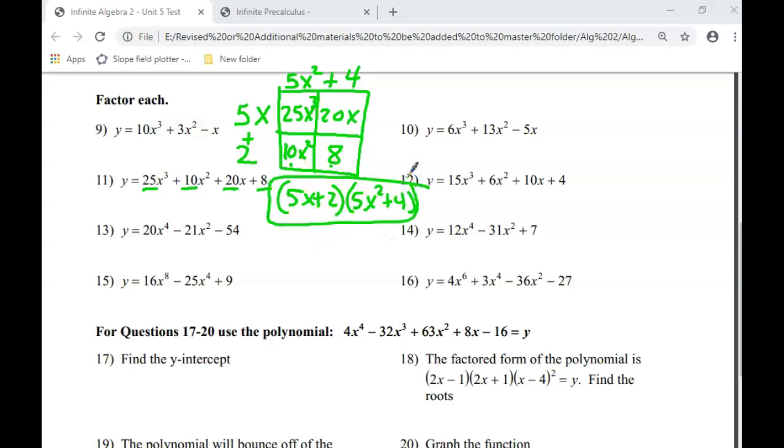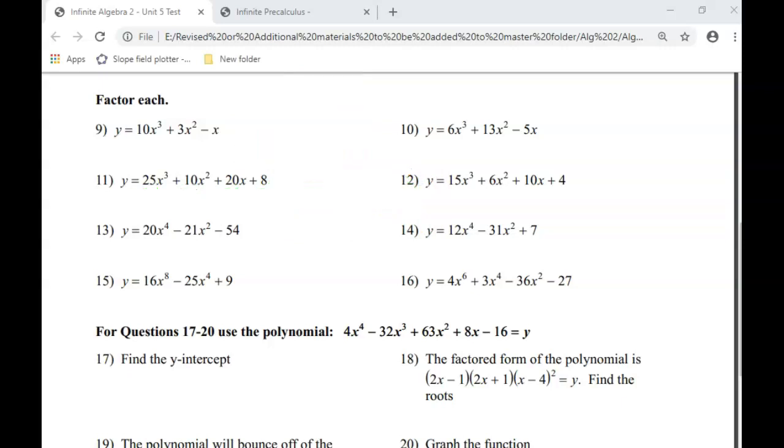Let's go ahead and take a look at number 13. Okay, let's check for a GCF: 20, 21, and 54. I don't think anything goes into all three of those numbers, and there's no x in common either. So we're going to jump right to the box method, and it's because it has 3 terms. So we put the 20x to the 4th here, and we put the 54 here.